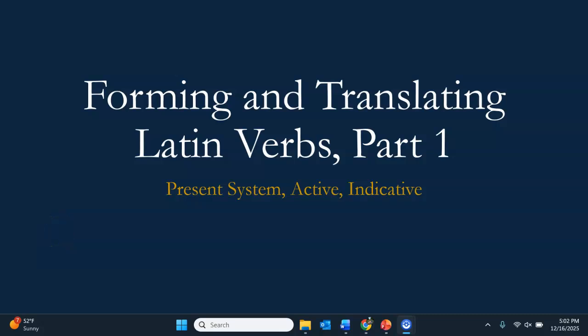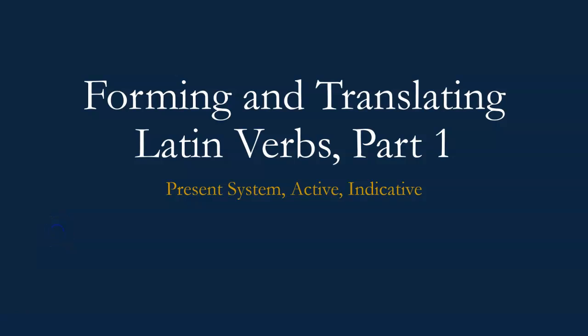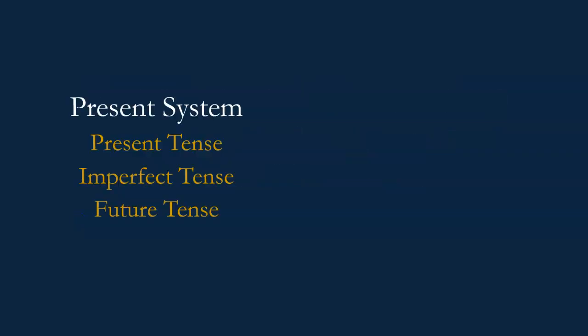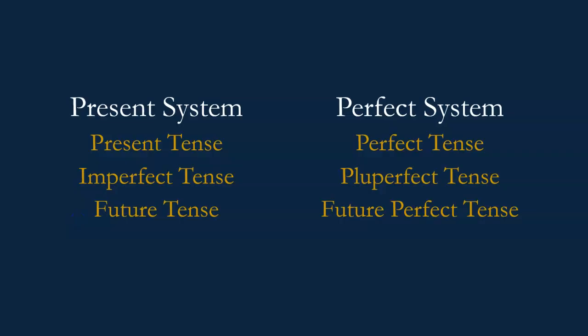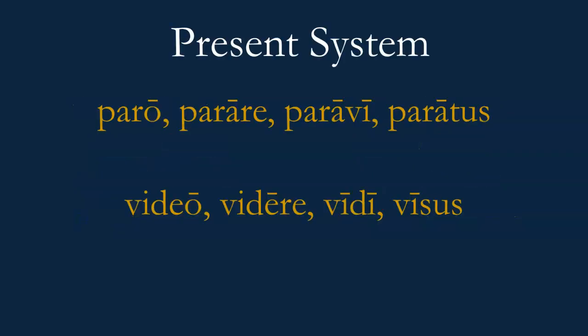Active indicative verbs of the present system. Latin has 6 tenses. We organize these tenses into 2 systems, the present system and the perfect system. The present system consists of the present, imperfect, and future tenses. The perfect system consists of the perfect, pluperfect, and future perfect tenses. First, we'll talk about the present system.